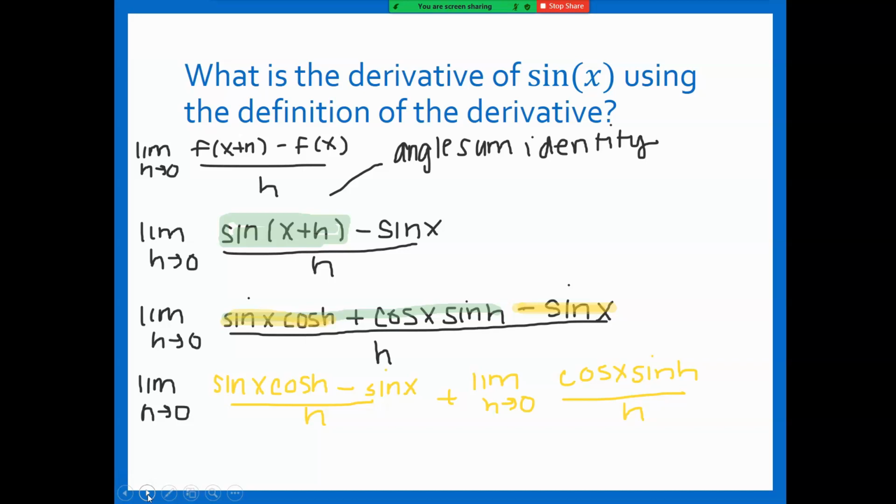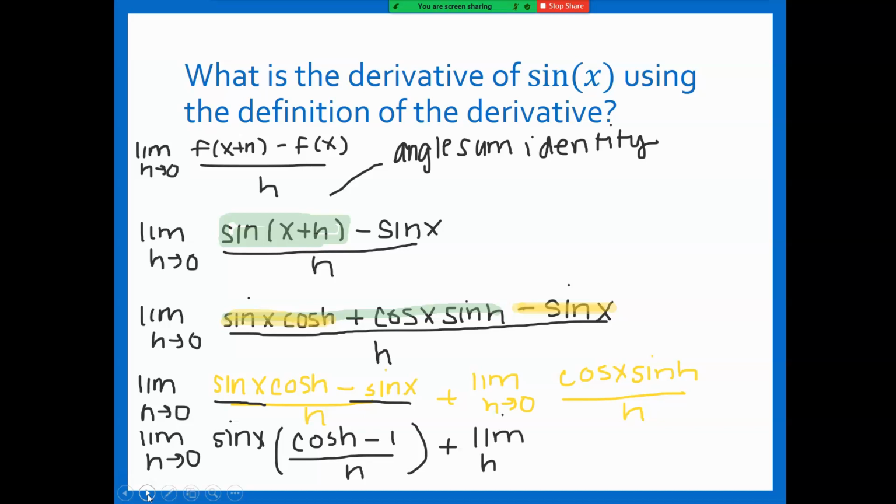Sorry, I didn't realize I was writing in yellow. And then if you look at the two fractions, all I did was apply the property of limits that says you can sum two limits together and their limit is still the same. Here we can take out a GCF of sine x. And hopefully what you notice is all four limits I gave you at the top are now in this problem.